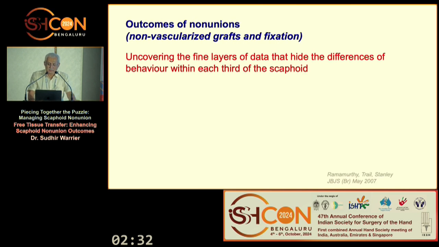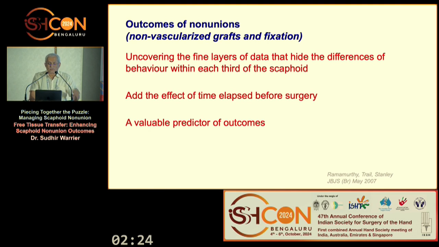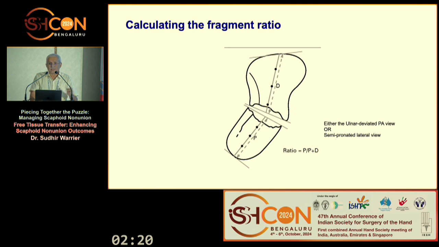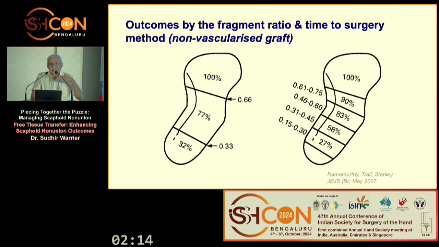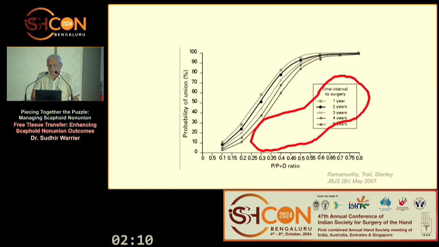And I like this paper from Wrightington, where they say you have to add the amount of time to the size of the bone, and then you get a fair idea of the ones that are going to heal or not heal. So you find the ratio of the proximal pole compared to the distal one, and you can see that as you come down, the rate of union keeps on reducing.